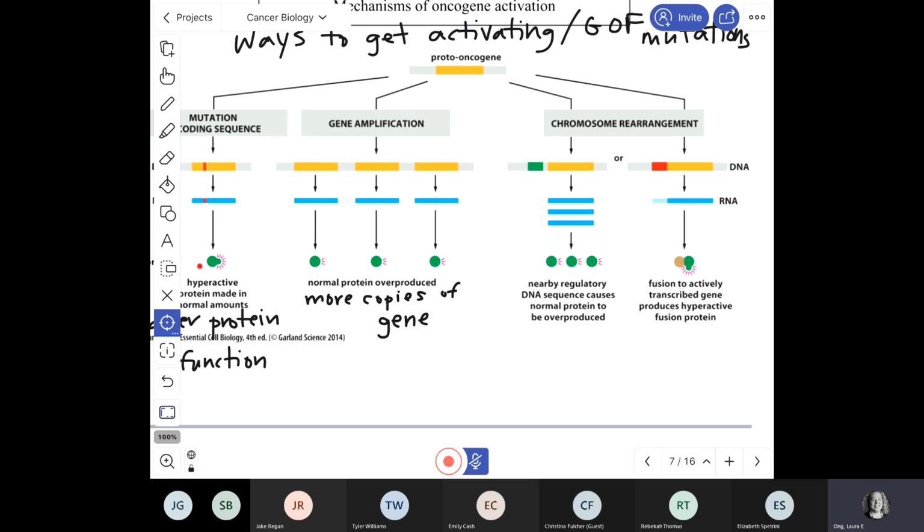In the other case, you would have a superstar waitress that's just better than the others. But in this case, you just have more by gene amplification.